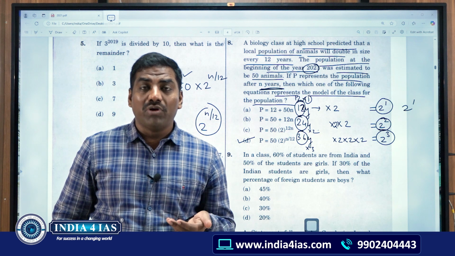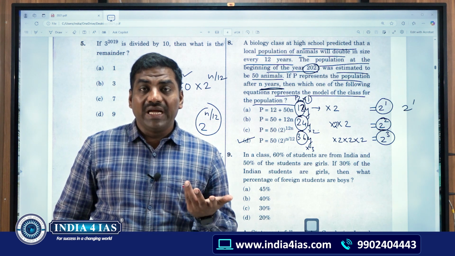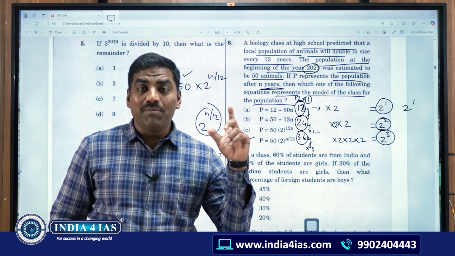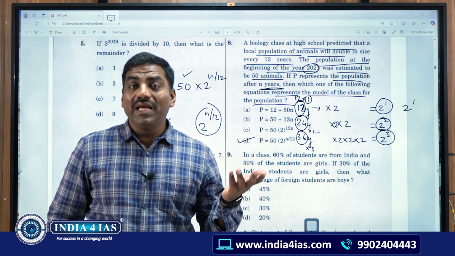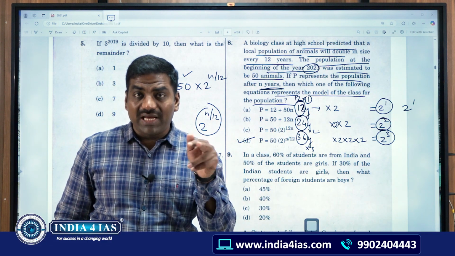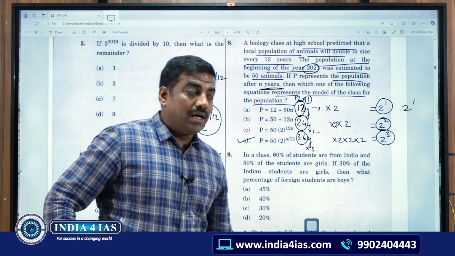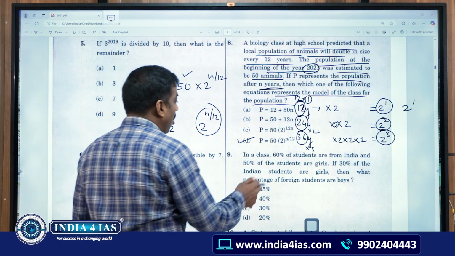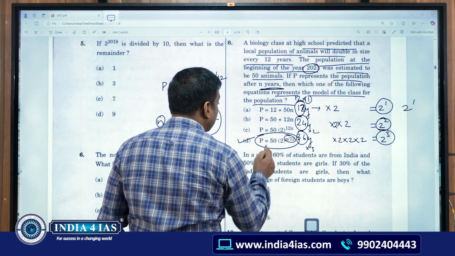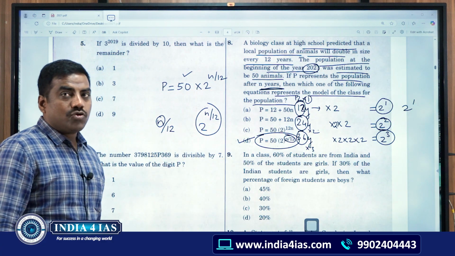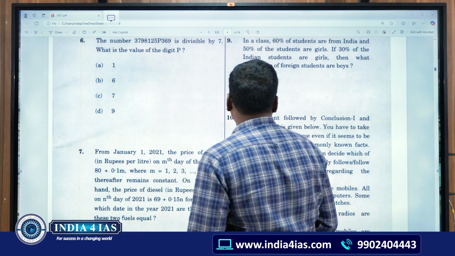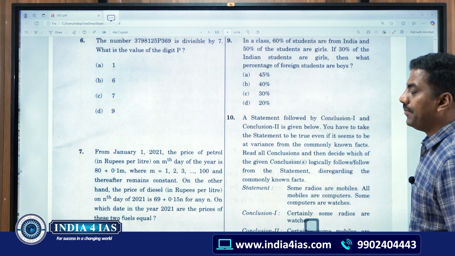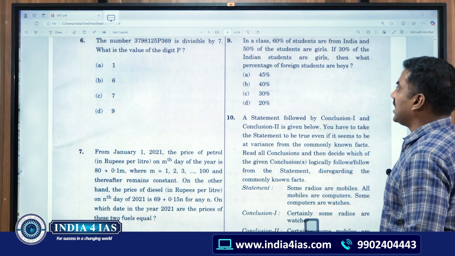This is nothing but compounding. Even in compound interest, we take the time period as the power. But here doubling is happening every 12 years, that is why we have to divide n by 12. Among the given options, only this one is telling us to divide it by 12. So that's correct.